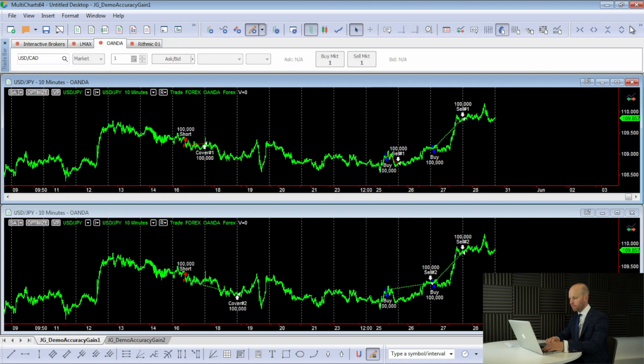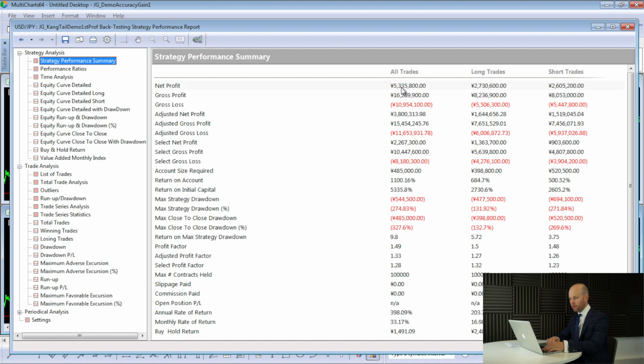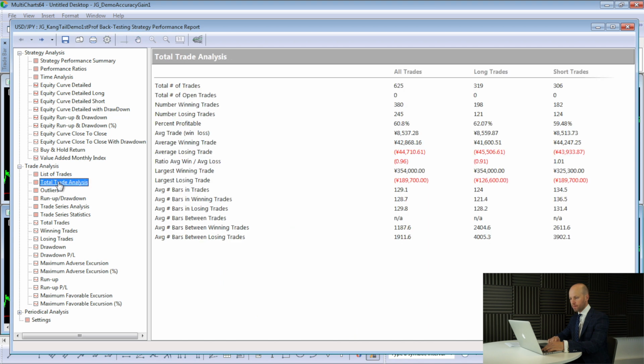So let's have a look at the modified exit. We've got more net profit, 5.3 million yen. The equity curve is still just as nice. It's very, very nice within the last few years, look. We've got a few less trades, only slightly. Now, the winning percentage, look, has gone up to 60%, so that's a big increase straight away. And the average trade has even gone up now to 8,500 yen, so that's really good.